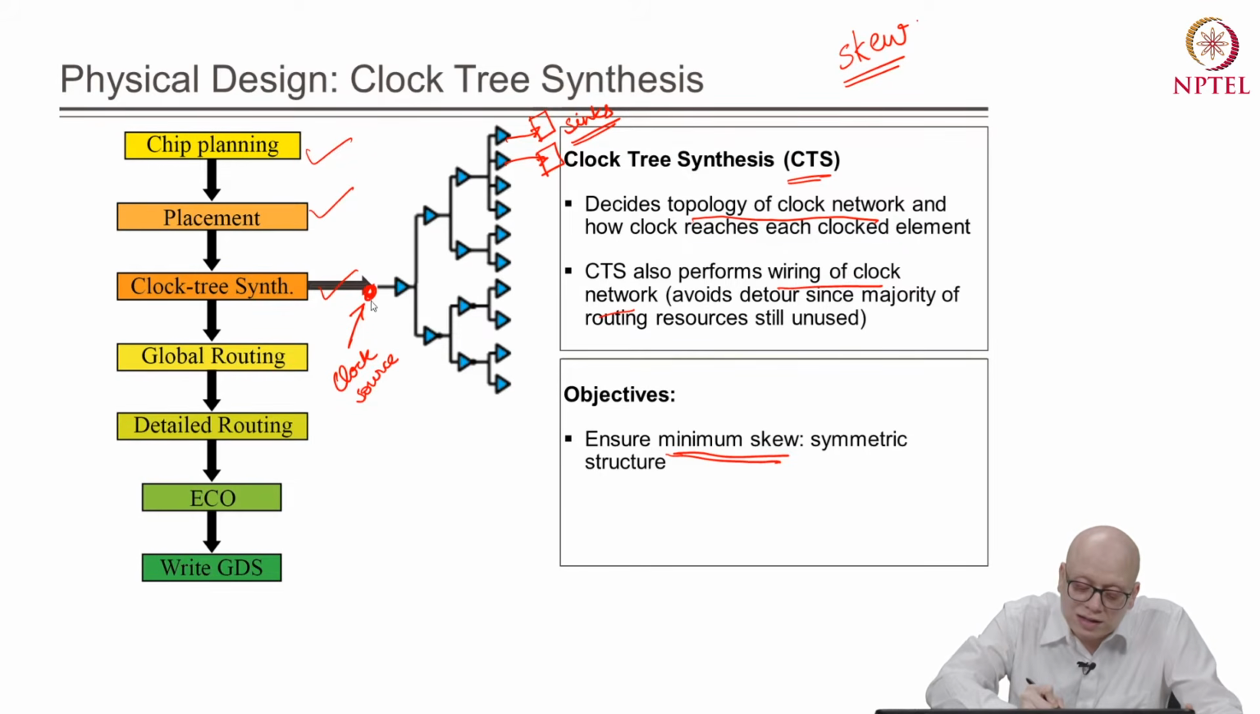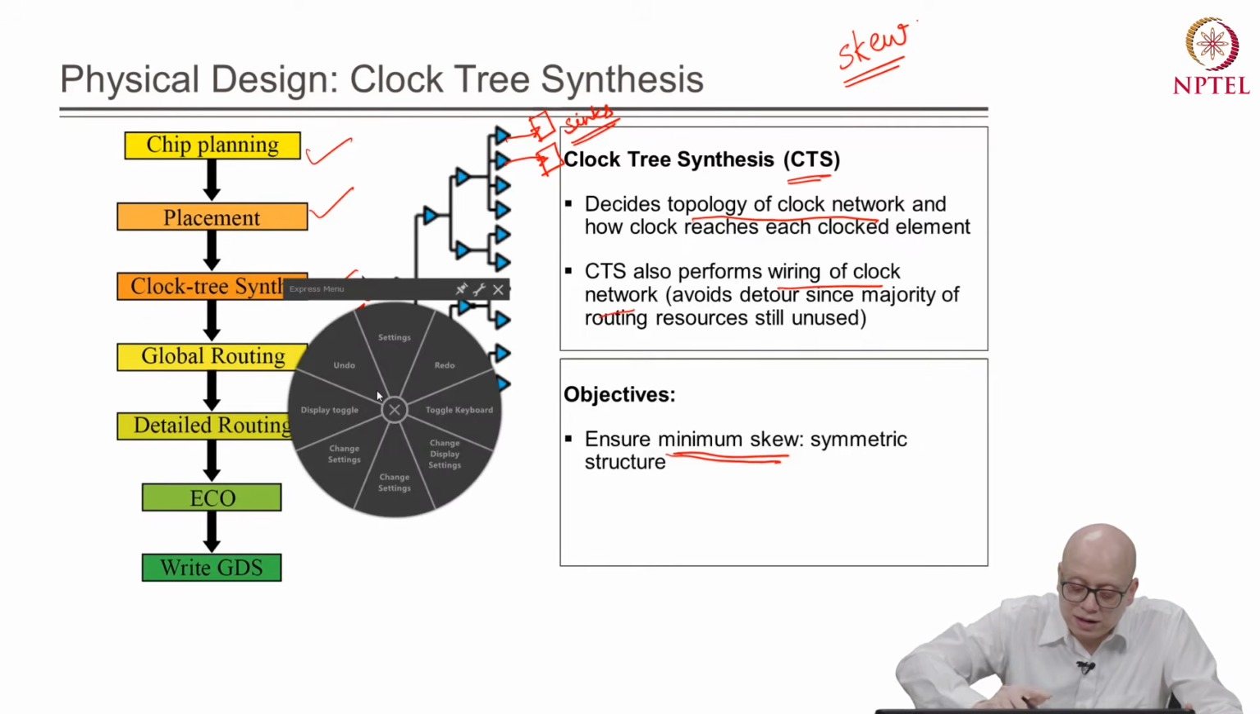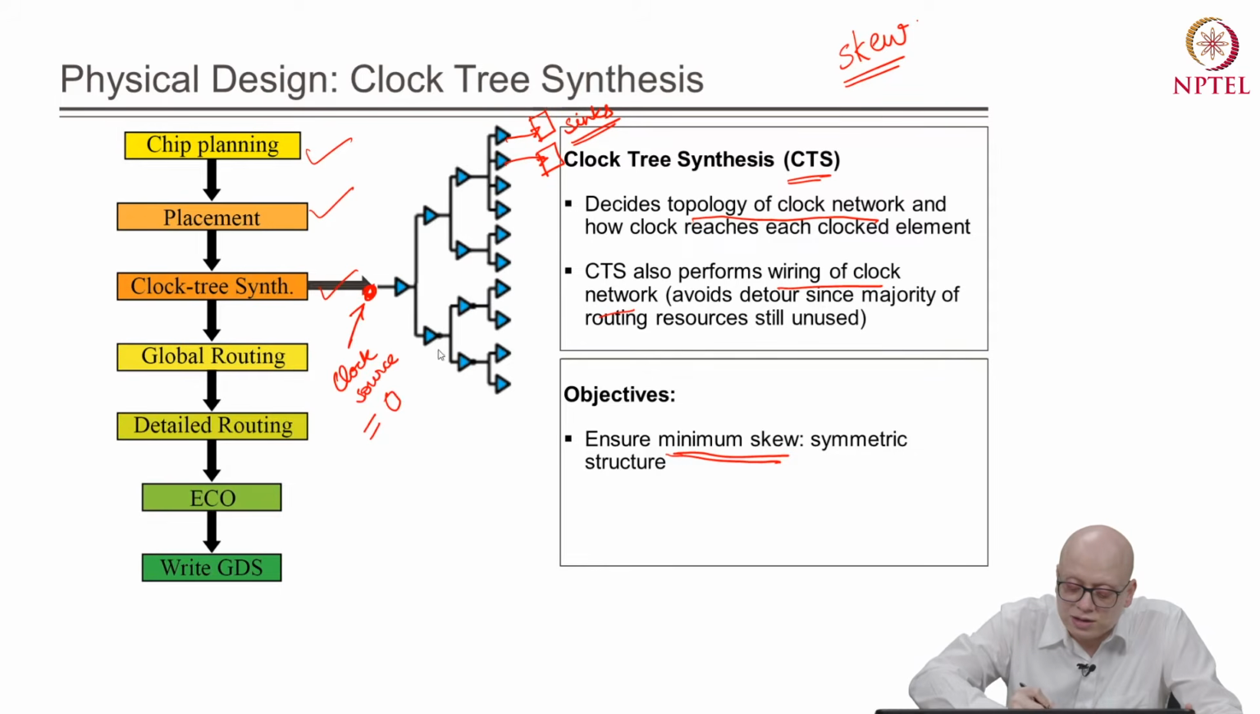Suppose the clock signal was generated at this point at say 0 picosecond. Now, as the clock signal propagates through the clock network, it will undergo delay and it will reach the sink at some point of time. Suppose this clock signal reaches this sink at time say 10 picosecond for this flip flop.